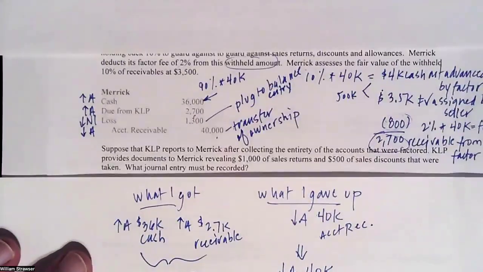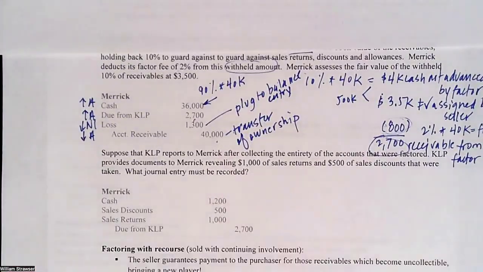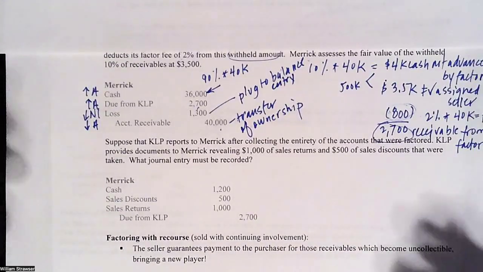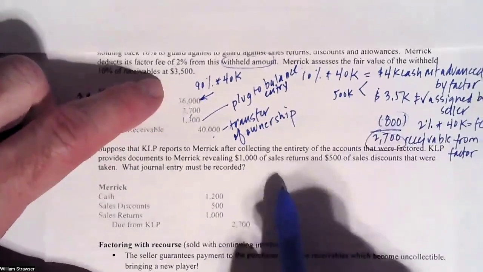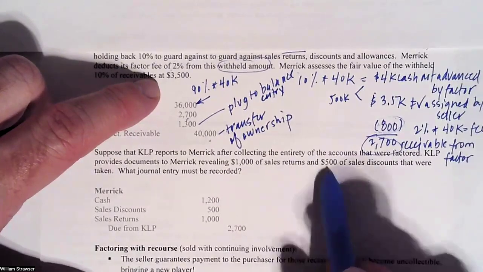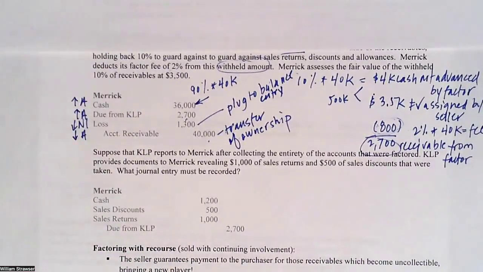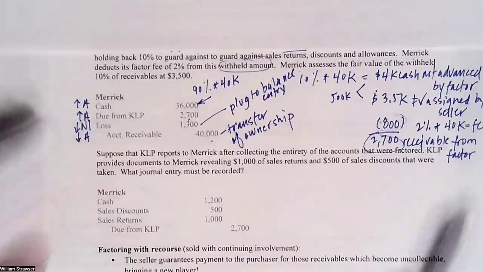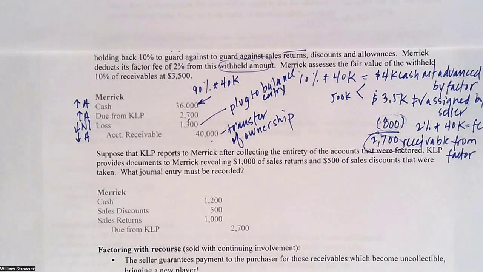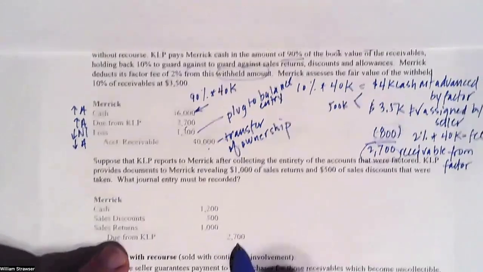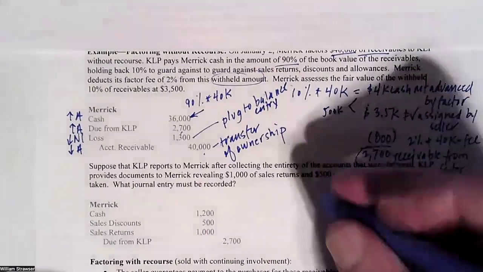All right, so let's look at what happens when the transaction wraps up. Let's say that the factor was able to collect all the receivables except they weren't able to get $1,000 from sales returns and $500 from sales discounts that were taken. Remember, this receivable from factor is the cushion that is used. So we only expected $2,700 after the factor fee was taken.